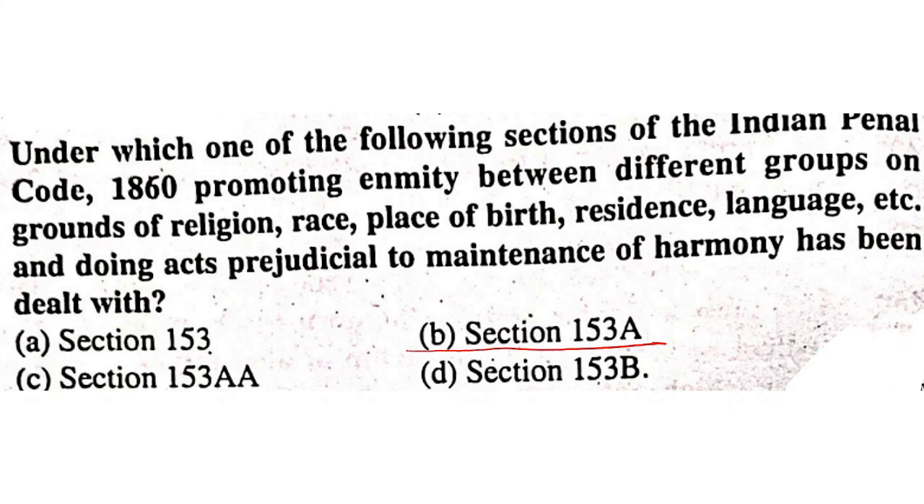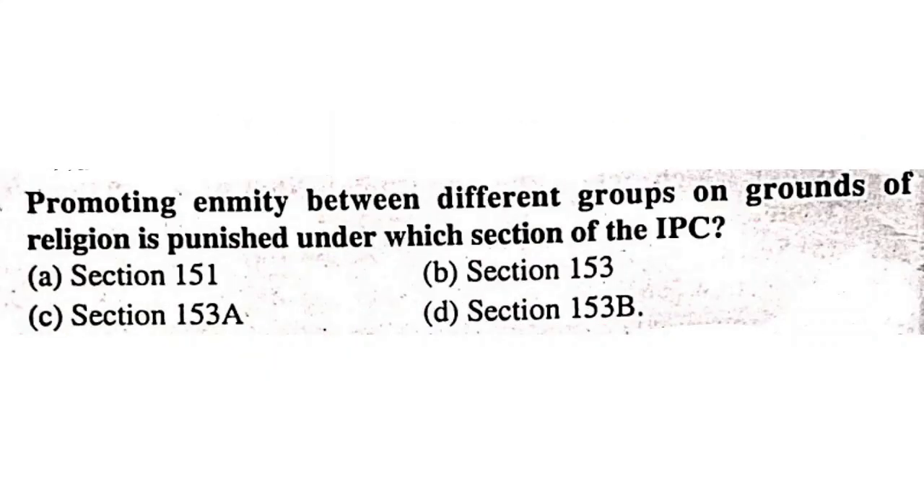Promoting enmity between different groups on grounds of religion, race, place of birth, residence, language, etc., and doing acts prejudicial to maintenance of harmony is dealt with under section 153A. Section 153 is talking about only giving provocation with intent to cause riot, and 153B is imputations asserting this. 153A is the right answer.